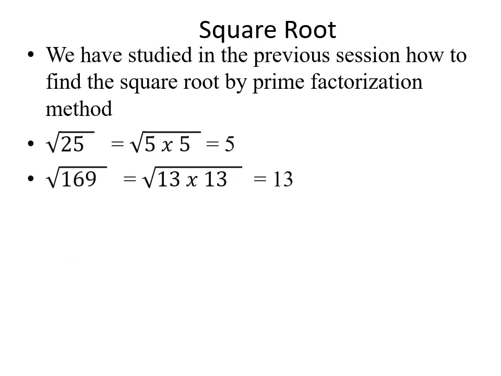Before that, let's see what we have studied in the previous session. We have studied how to find square root by prime factorization method. Square root of 25: the prime factors of 25 are 5 and 5, so that is written as shown here, equals 5. So indirectly we will read it as square root of 25 equals 5. The same way, square root of 169 equals 13.